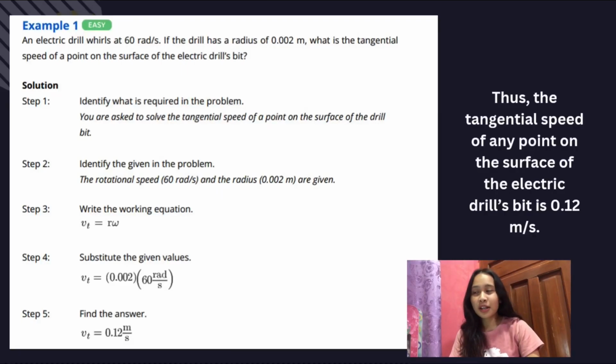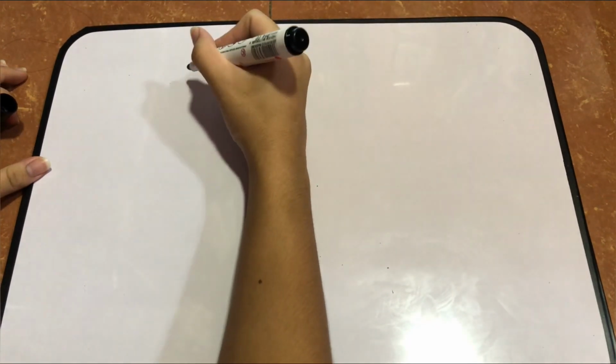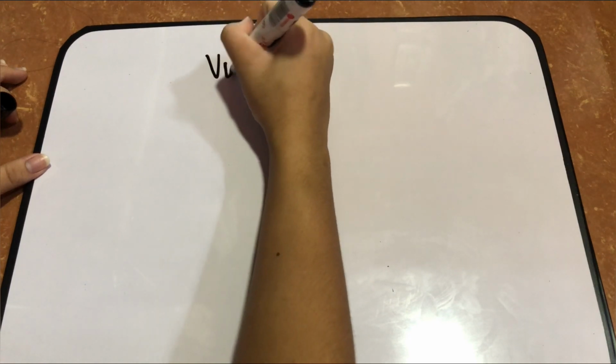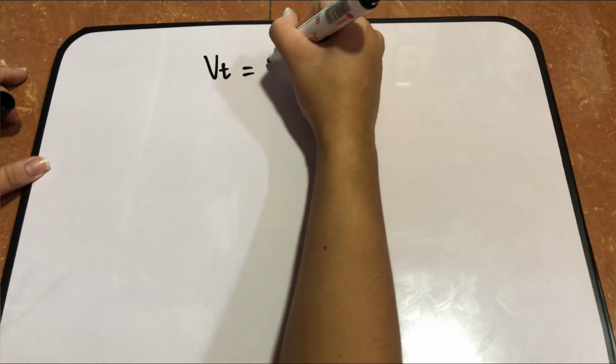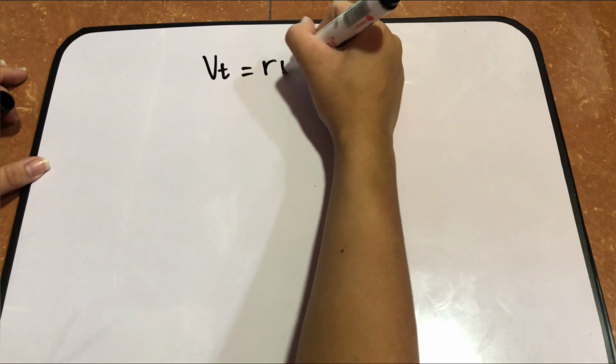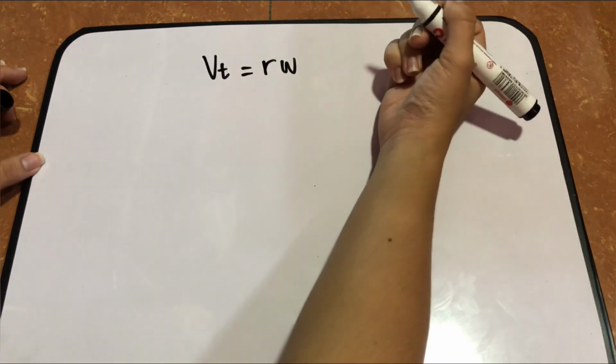So, let's take this example: an electric drill whirls at 60 radians per second. If the drill has a radius of 0.002 meter, what is the tangential speed of a point on the surface of the electric drill's bit? What we are looking for here is its tangential speed. The formula we will use is Vt, tangential speed, equals R, which is the radius, times omega, the rotational speed.